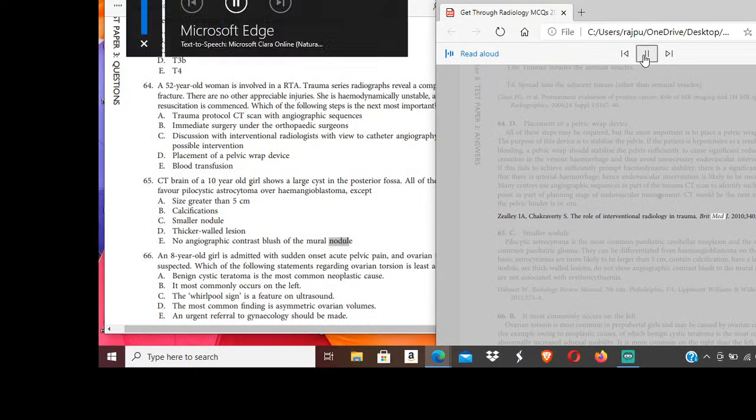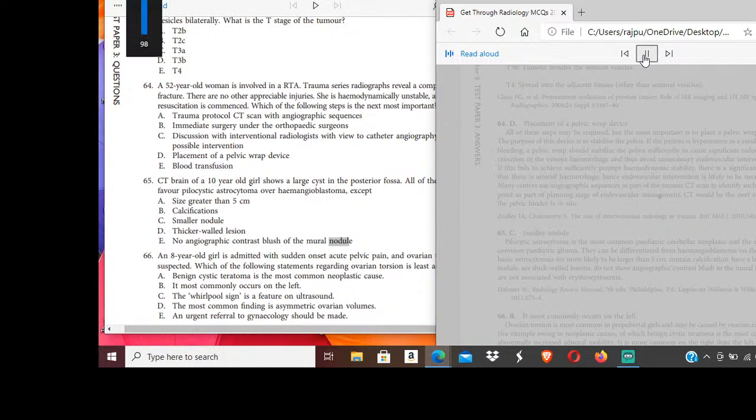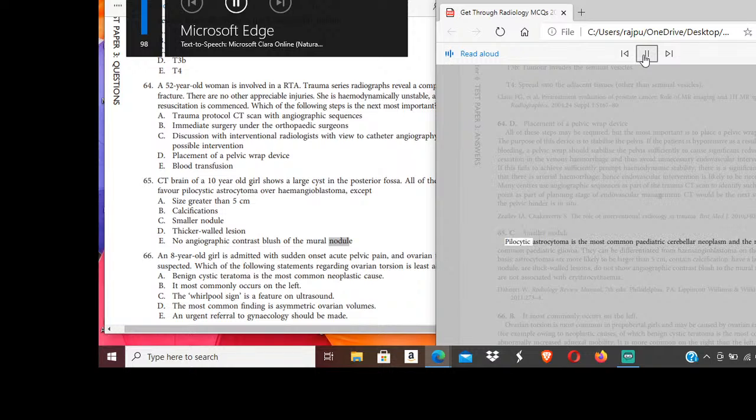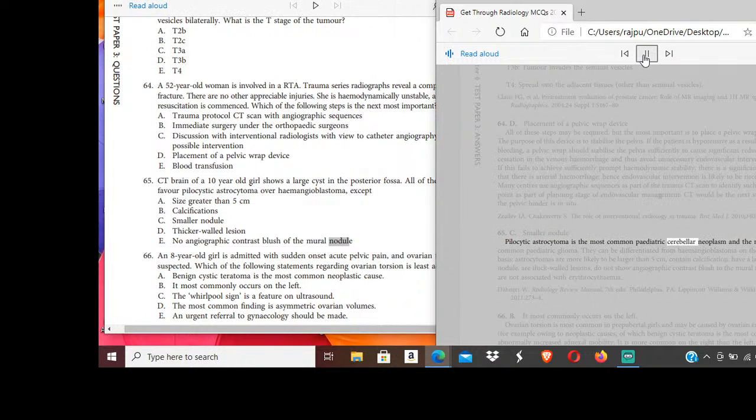Trauma. Brit Med J. 2010, 340:35660. 65. C. Smaller nodule. Pilocytic astrocytoma is the most common pediatric cerebellar neoplasm and the most common pediatric glioma. They can be differentiated from hemangioblastoma on the following basis. Astrocytomas are more likely to be larger than 5 cm, contain calcification, have a larger mural nodule, are thick-walled lesions, do not show angiographic contrast blush to the mural nodule, and are not associated with erythrocythemia.